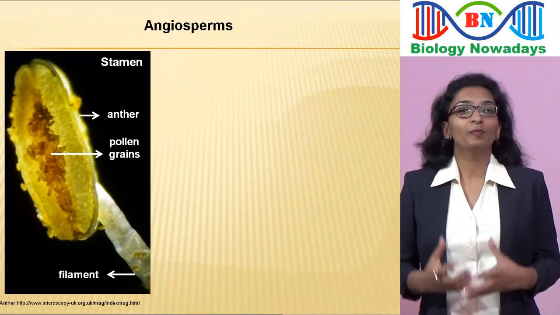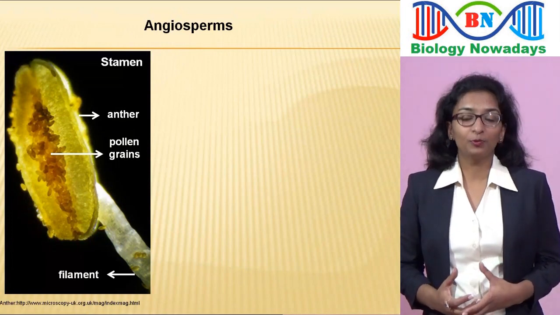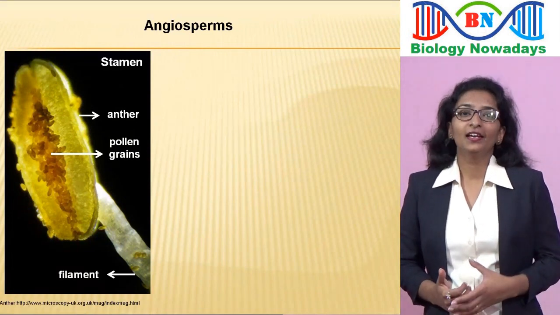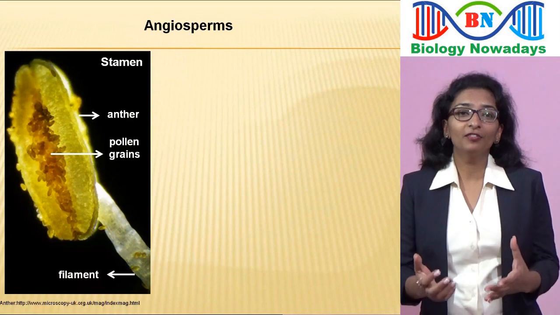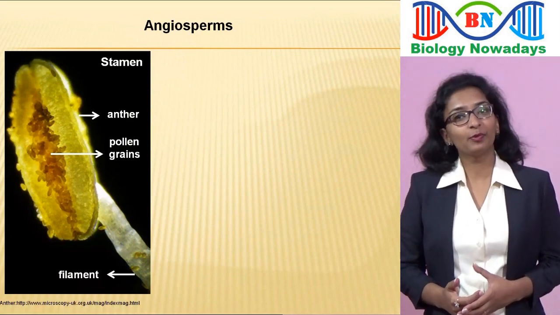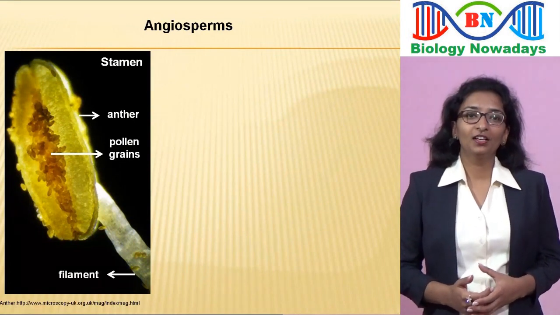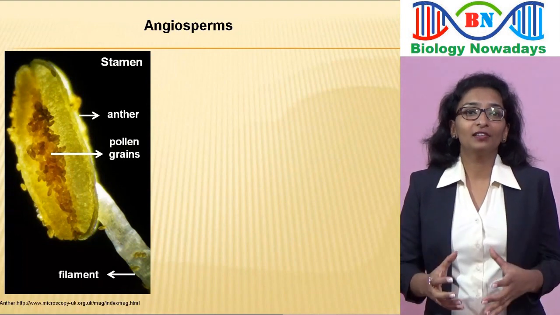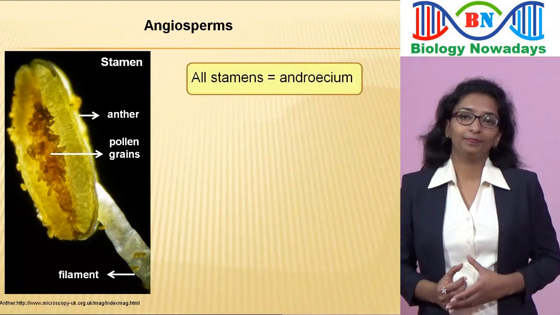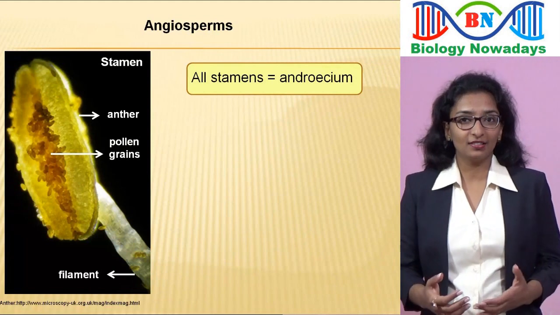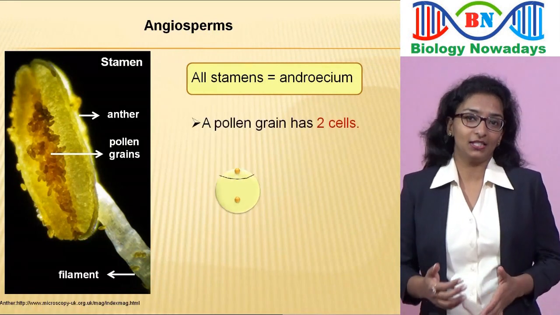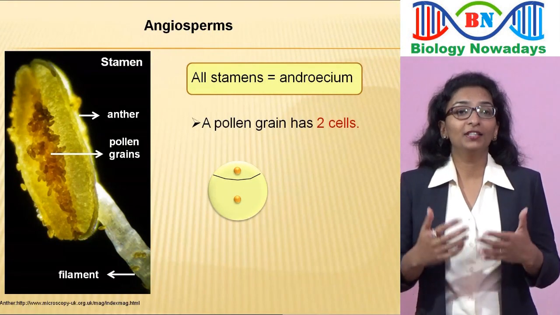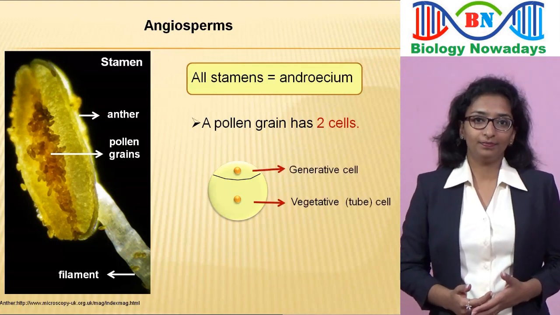You already know about microsporophylls in gymnosperms, which bear microsporangia. Actually, stamens are the modified microsporophylls with microsporangia called anthers. All the stamens present in a flower are collectively called androecium. Pollen grains from the anthers are released at a two-cell stage. They will have a vegetative cell and a generative cell.